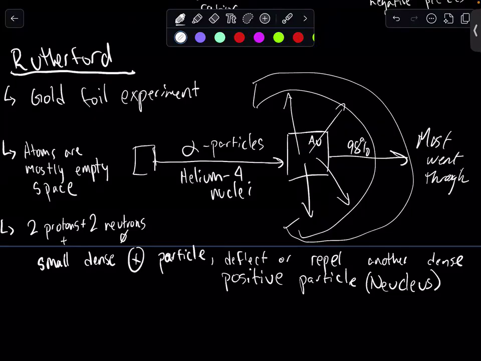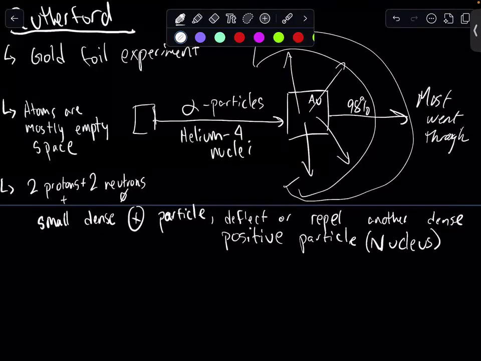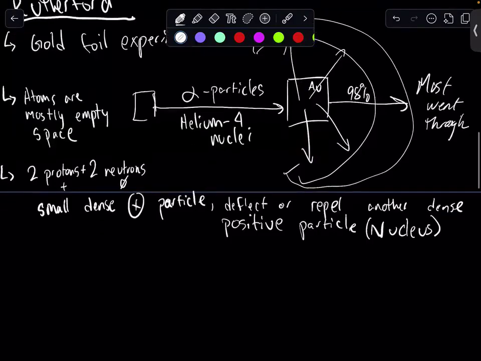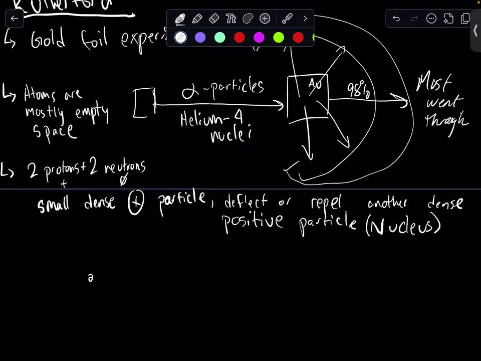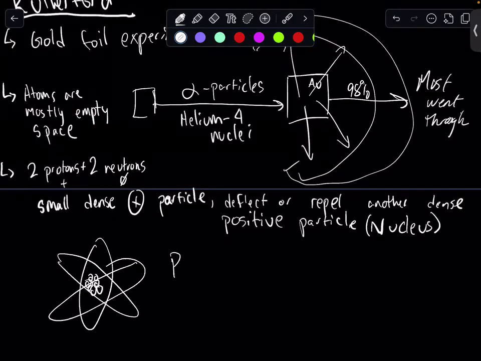So he figured that atoms are mostly empty space with a small, dense, positive nucleus. So we generally see atoms depicted in media as kind of this diagram, and I like to think of that as the Rutherford model, because we have our very dense nucleus in the middle. It's positive, so I'll use some red. And then out on the end, we have little electrons.